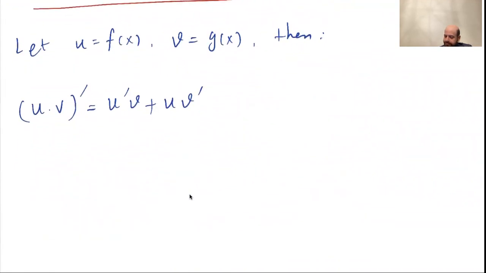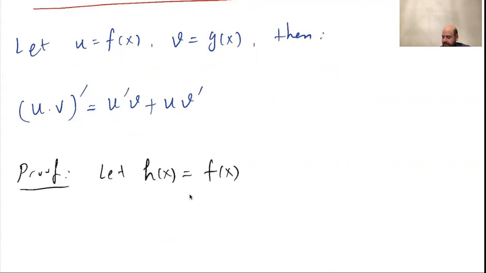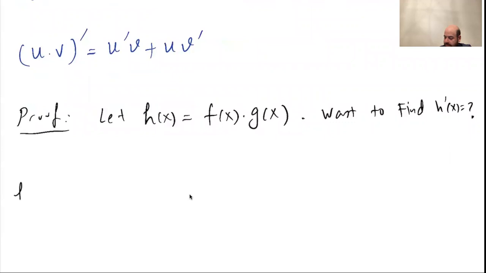Okay. So let's look at the proof first. Proof. Let h of x be f of x times g of x. Let's give it a name, for example, h of x. Then we want to find h prime of x, right? So h prime of x is what? H prime of x is equal to the limit of h of x plus, we usually use h there, so let me call it t here because I used h for my function.